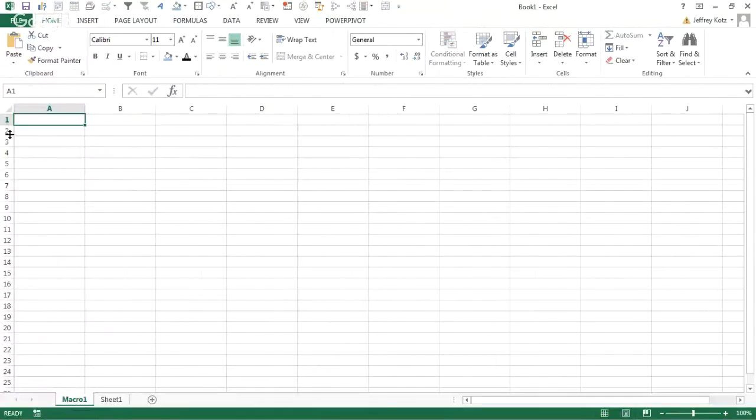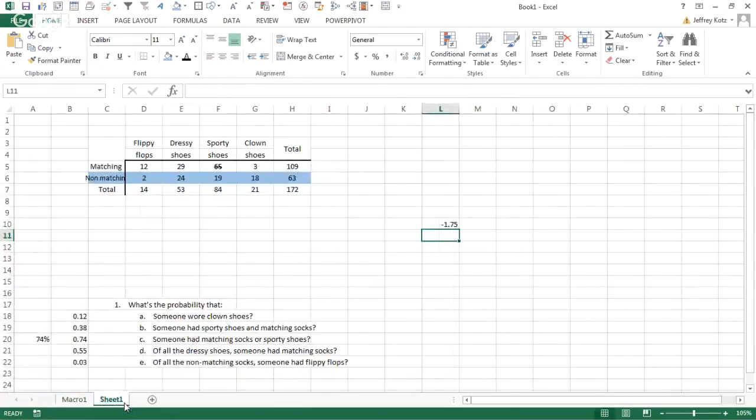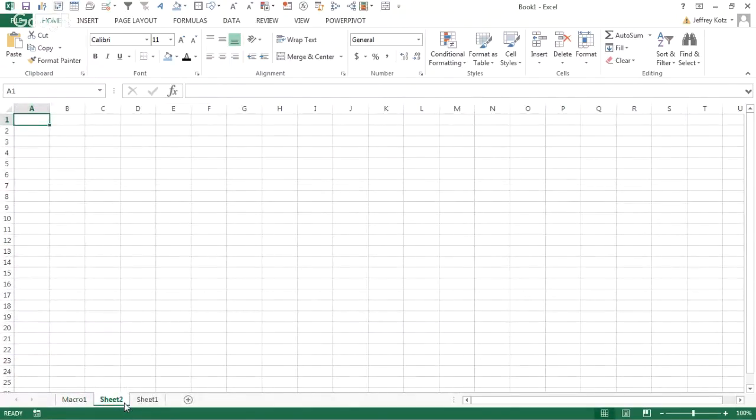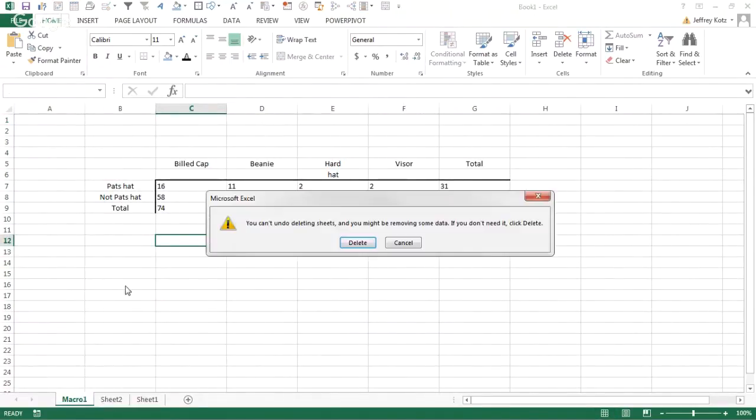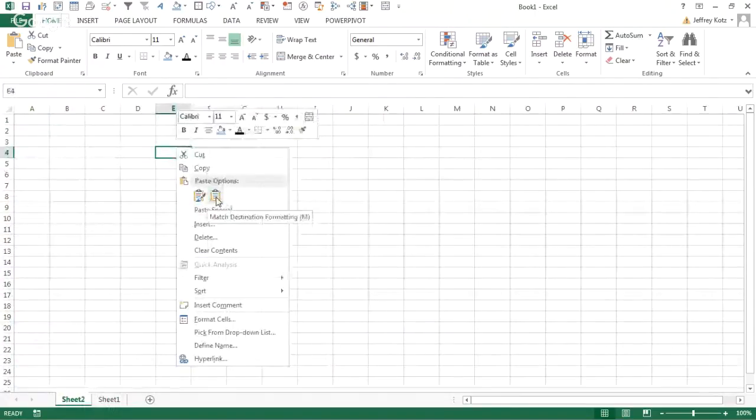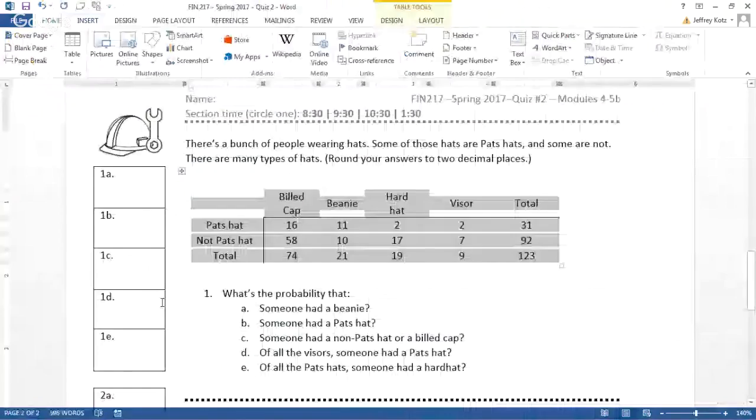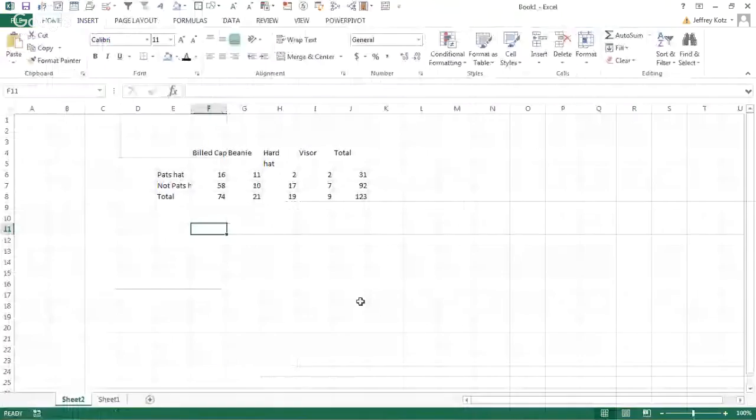Control F11 gives you a new sheet. Boom. I don't like it when it does that. You know what? How about Shift F11? Control F11 gives you this macro sheet, and that's not what I want. Shift F11 is the one I want. Paste some values in there. Let's take my questions with me so I don't have to continue to Alt-Tab.